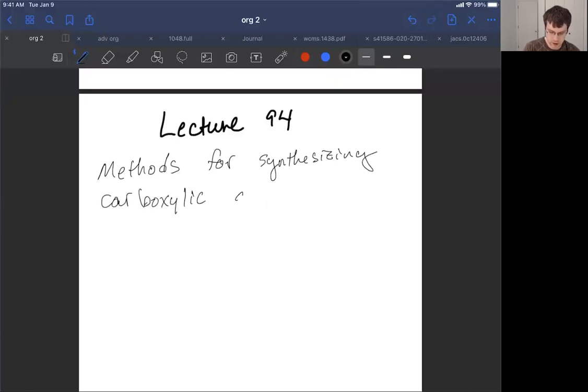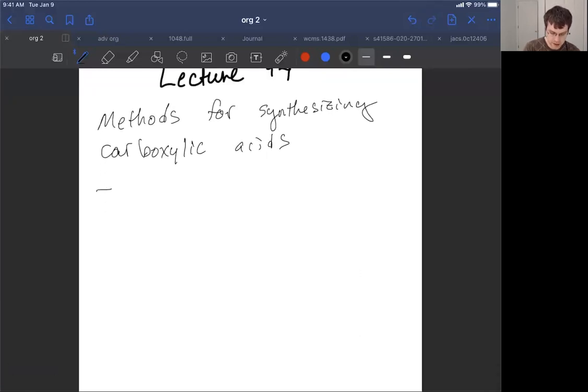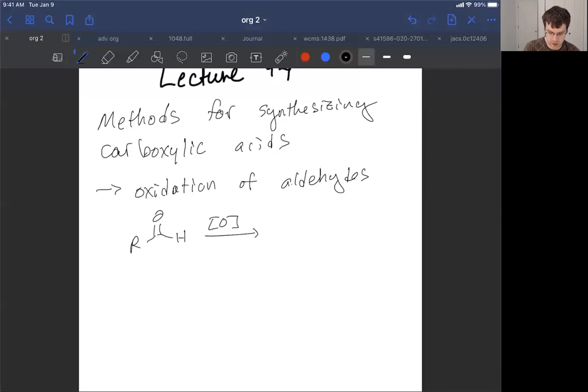Now, it turns out we've already talked about some approaches for synthesizing carboxylic acids, and that is oxidation protocols, where we oxidize aldehydes. So we could take an aldehyde, which is this functional group here, and we could do an oxidation reaction, which I'll abbreviate with an O in brackets, to get our carboxylic acid through an oxidation process that leads to the addition of an oxygen atom.